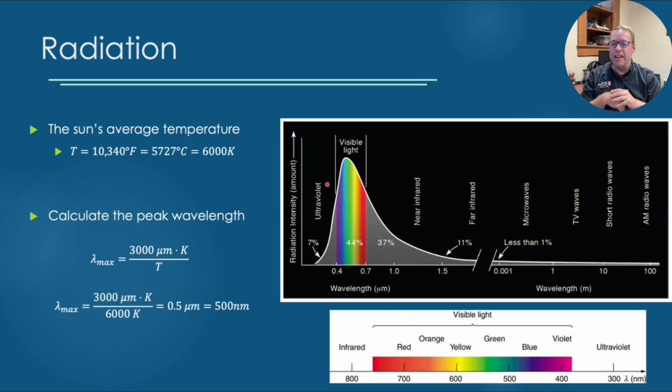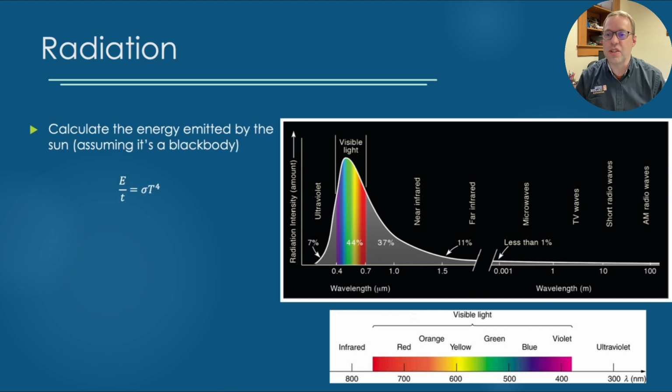What you would be tested on is this calculation. The peak wavelength is 3,000 divided by the temperature. All right, move on to the next one. How much energy is given off by the sun? Here's our equation. The rate at which energy is given off is going to be a constant times temperature to the fourth. So we just do that.